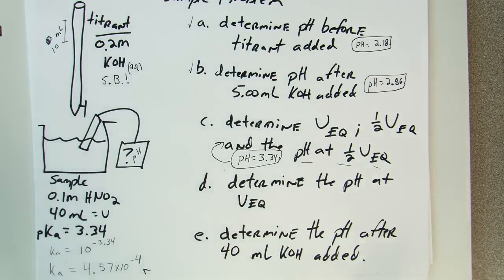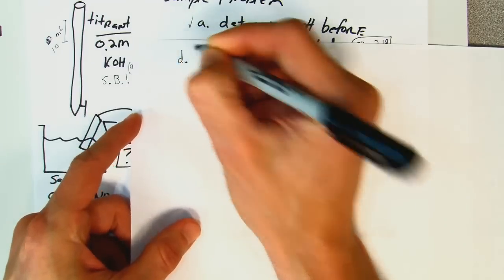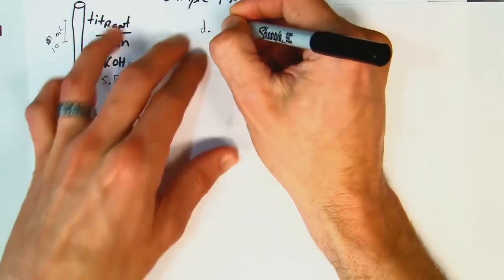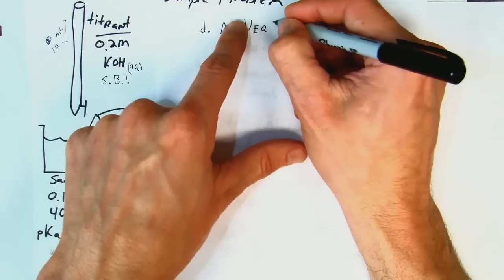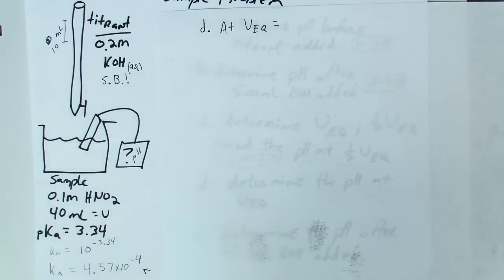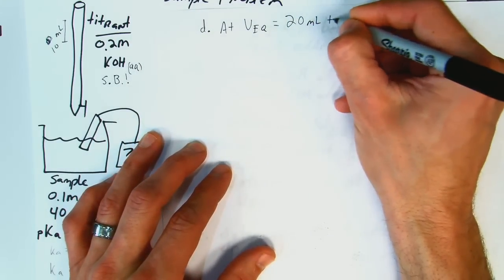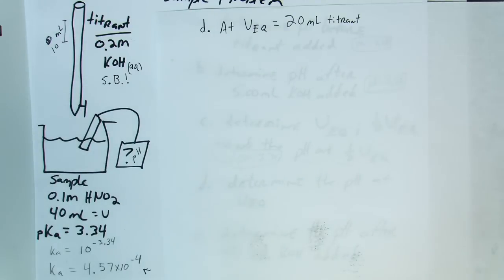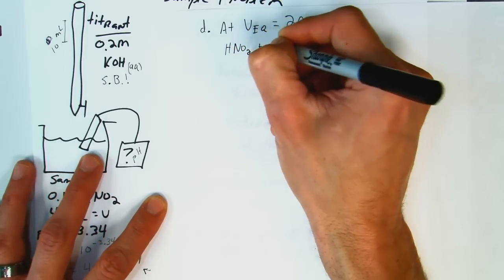All right, so now we need to move on to the next point, which is going to be our equivalence volume. So this is going to be D. Determine the pH at VEQ. Now earlier, when we were working through this problem, we decided that 20 milliliters of titrant added corresponded to the VEQ. So let's again work through our inventory and see what characterizes this condition.